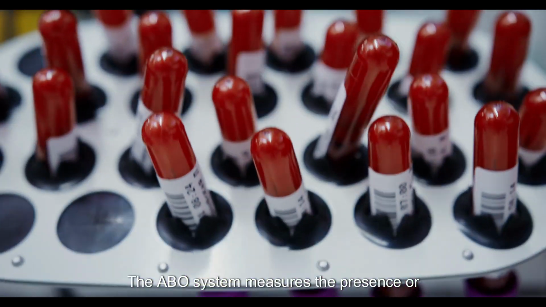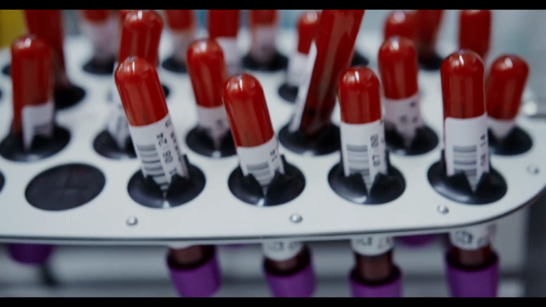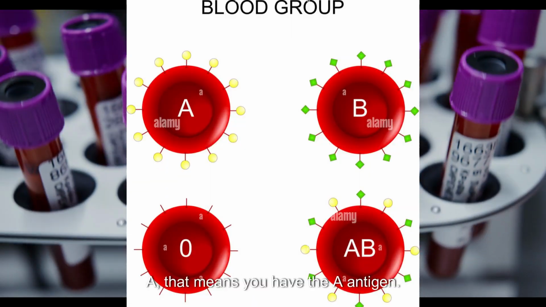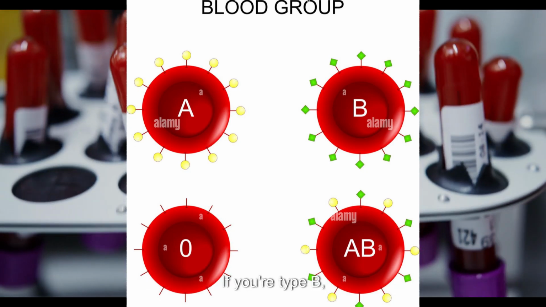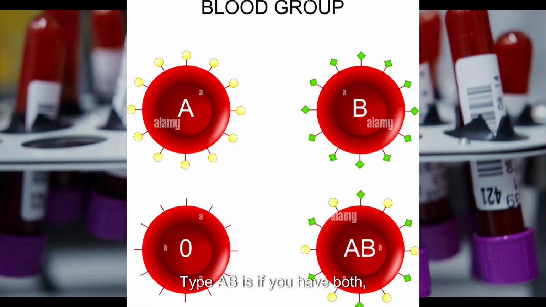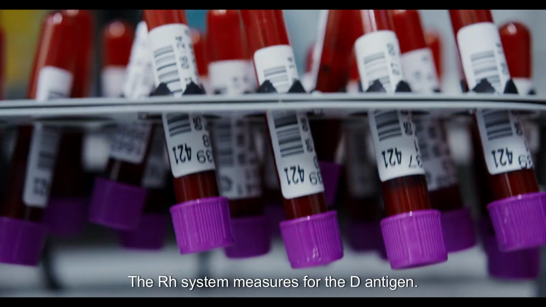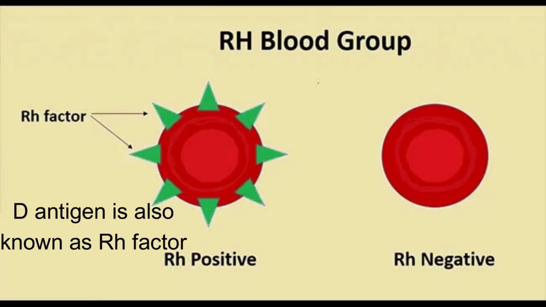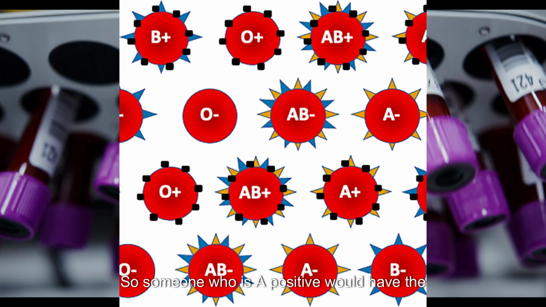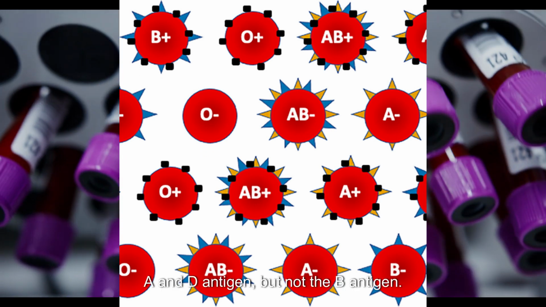The ABO system measures the presence or absence of the A and B antigens. If you're type A, that means you have the A antigen. If you're type B, you have the B antigen. Type AB is if you have both, and type O is if you have neither. The RH system measures for the D antigen. If you have it, you're positive. If you don't, you're negative. So someone who is A positive would have the A and D antigen, but not the B antigen.